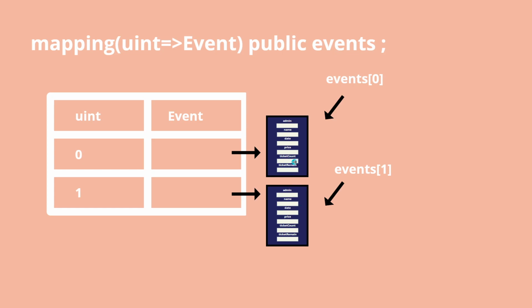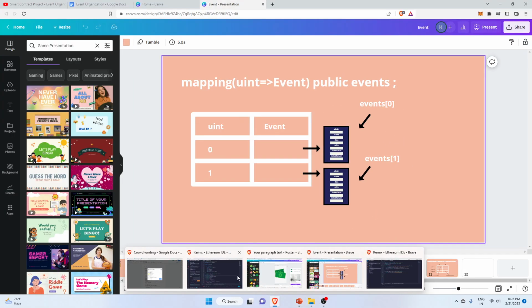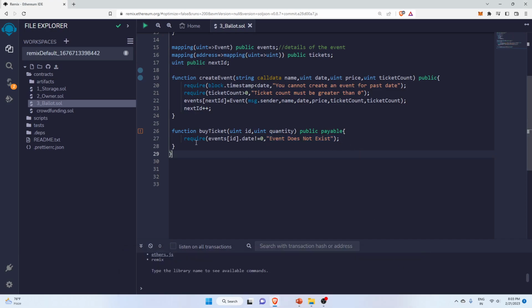And initially, this date field and this name field will be according to their data type, because if there are no events, the struct will consist of the initial values of the data types. So name will be empty, date will be 0, price will be 0, because these are uint types, and name is a string type. So accordingly, we will have the initial values. So here also, when we are checking events[id].date not equal to 0, we are making sure that there must exist some event for the ticket to be bought for.